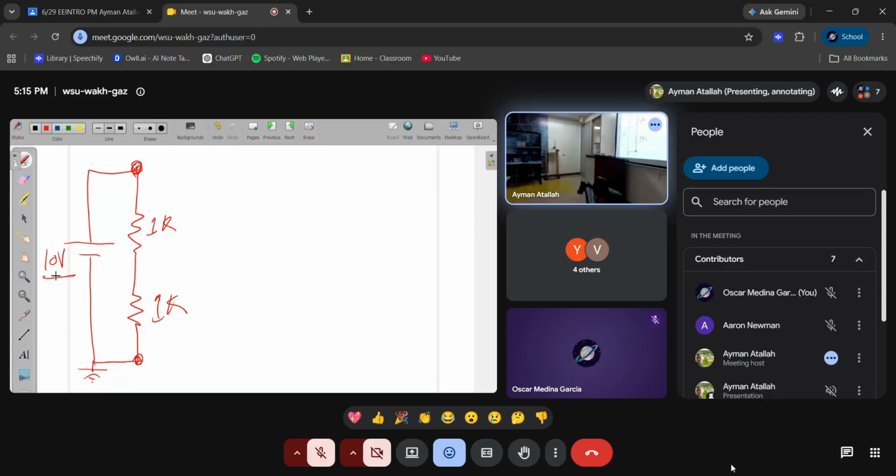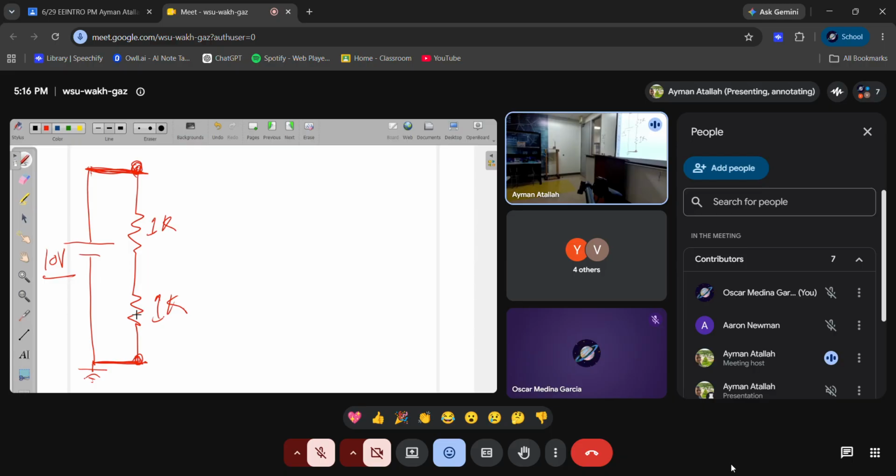No. You are measuring the voltage across the battery. This is 10 volt. What will you get? You will get 10 volt also. Yeah, because you have a voltage difference here of 10 volt applied, whatever it is. Actually, you are measuring the voltage across the battery, which is 10 volt. So if you bring your multimeter and put it like this, you'll get 10 volt.